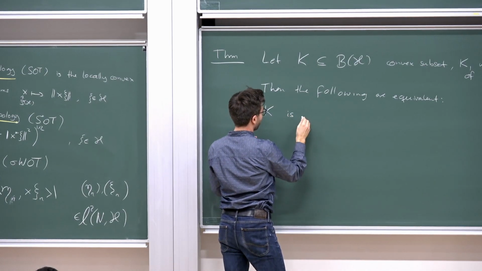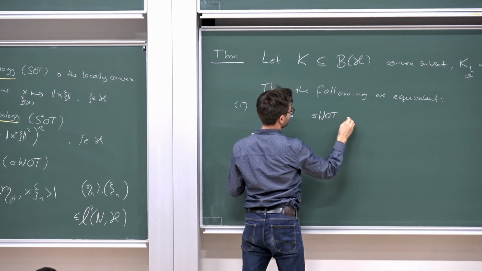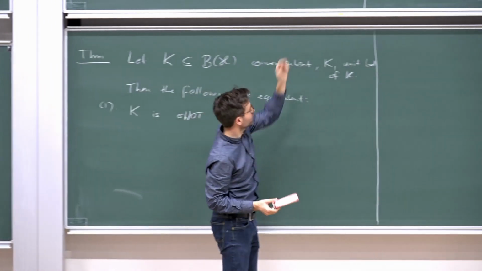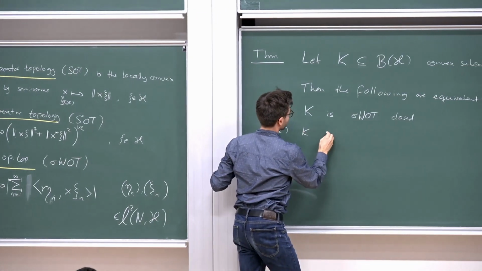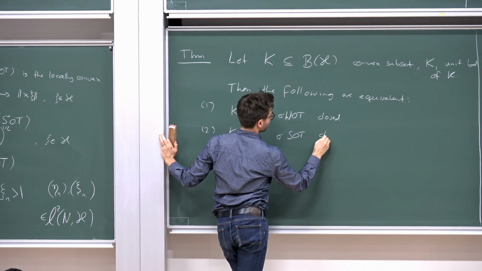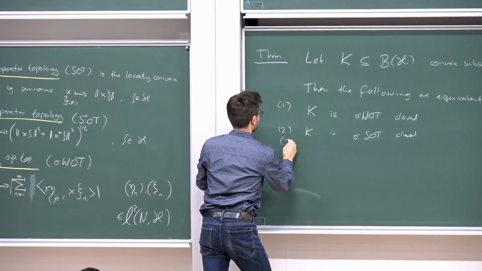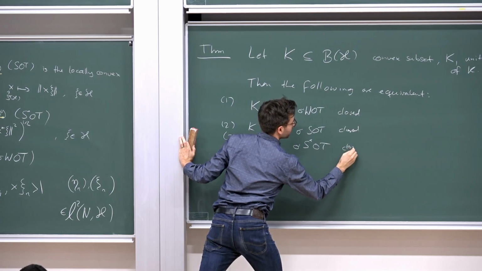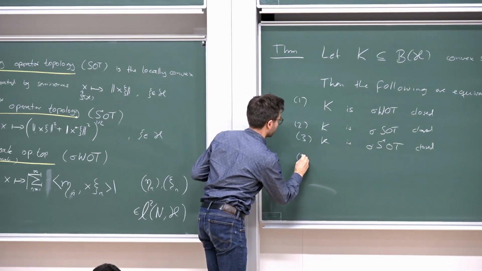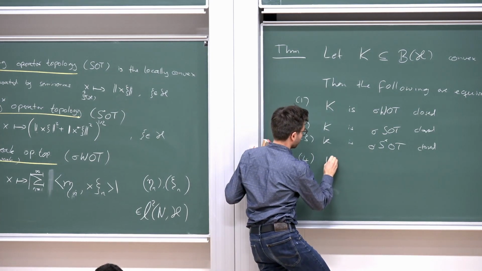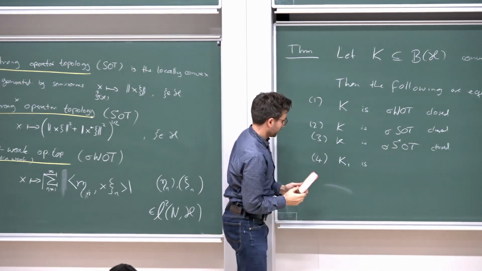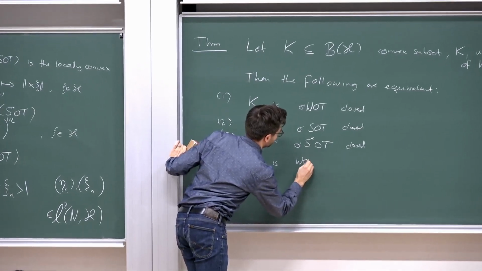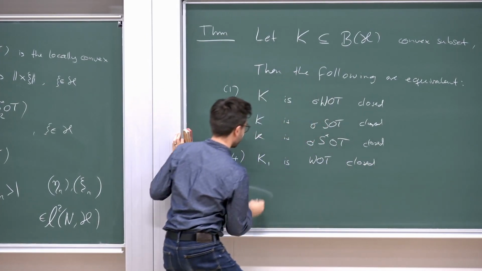One, K is closed in the sigma weak operator topology, the one over here. Two, K is closed in the sigma strong operator topology. Three, K is closed in the sigma strong star topology. Four, K1, so the bounded elements in K, the ones with norm less than 1, is closed in this weak operator topology.